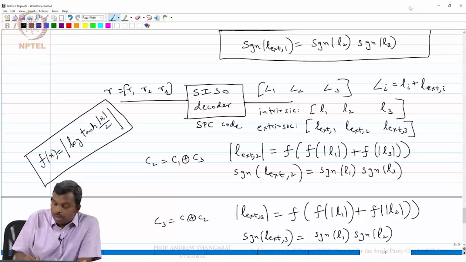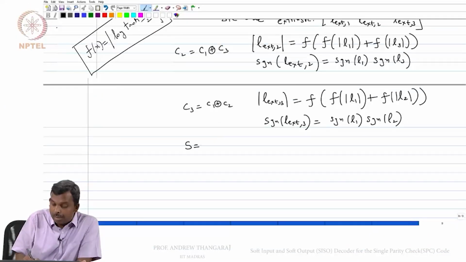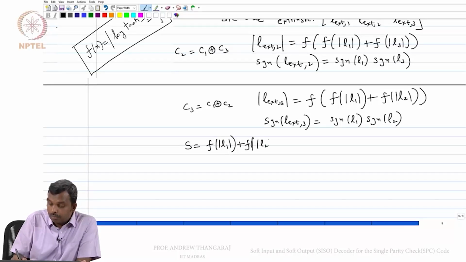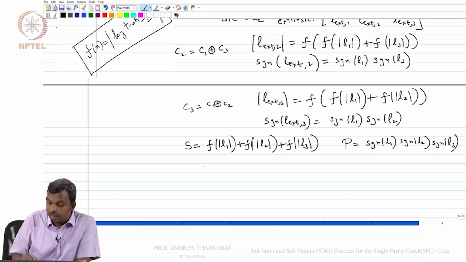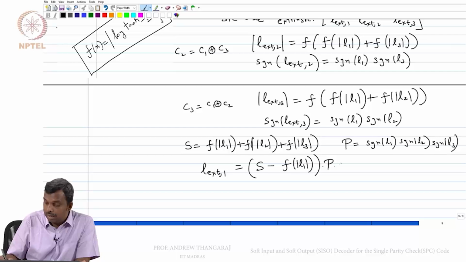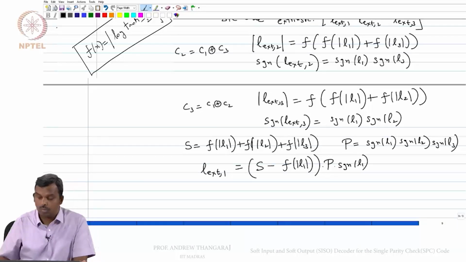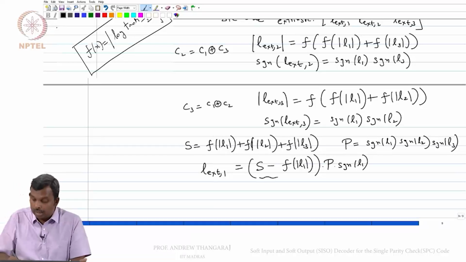What you can do is find 2 values here. One is capital S, which is f of absolute value of L1 plus f of absolute value of L2 plus f of absolute value of L3. And then you can find a capital P, which is sign of L1 times sign of L2 times sign of L3. And Lx1 is S minus f of L1, times P times sign of L1. Convince yourself that that's true. This is the absolute value.